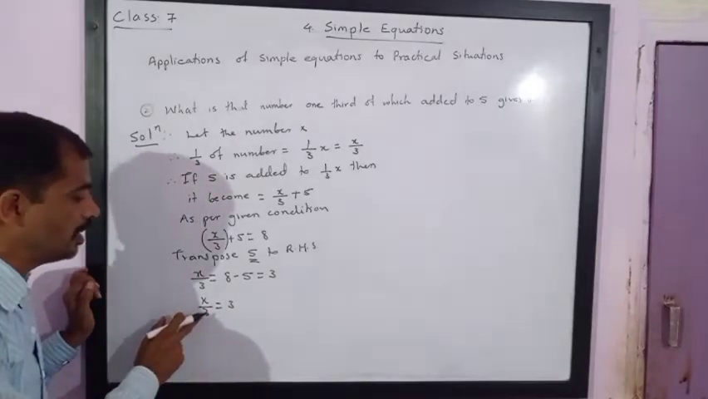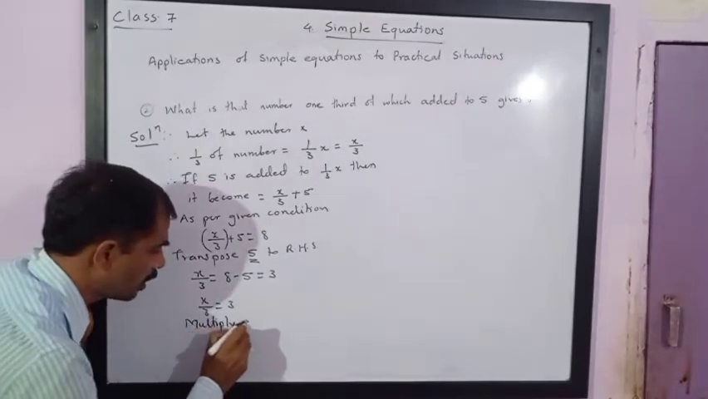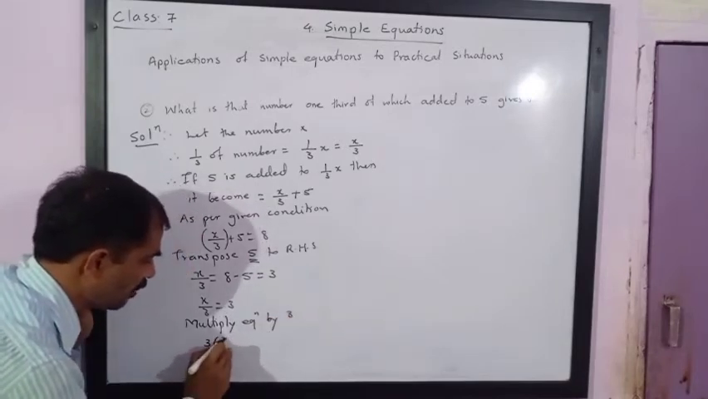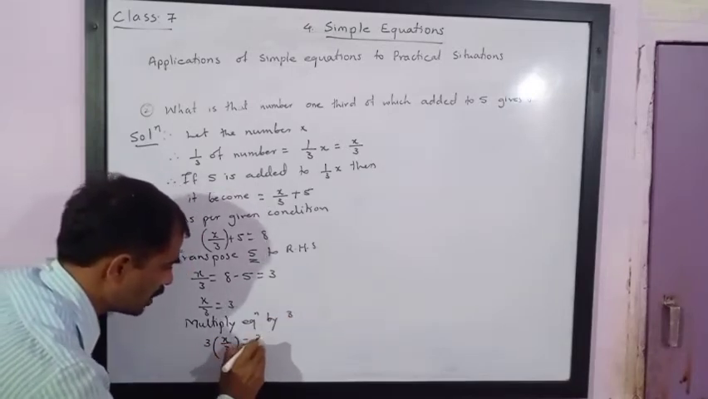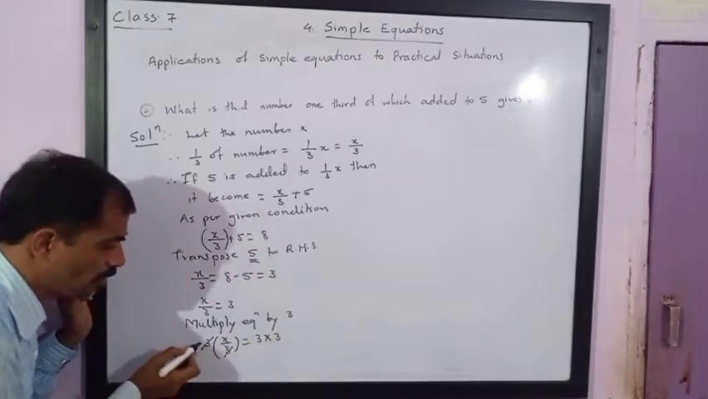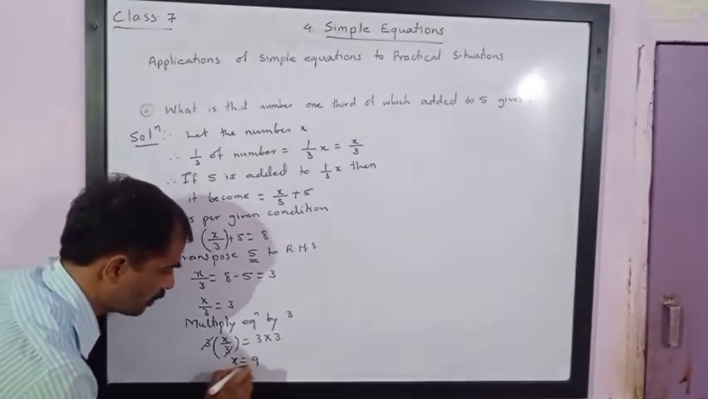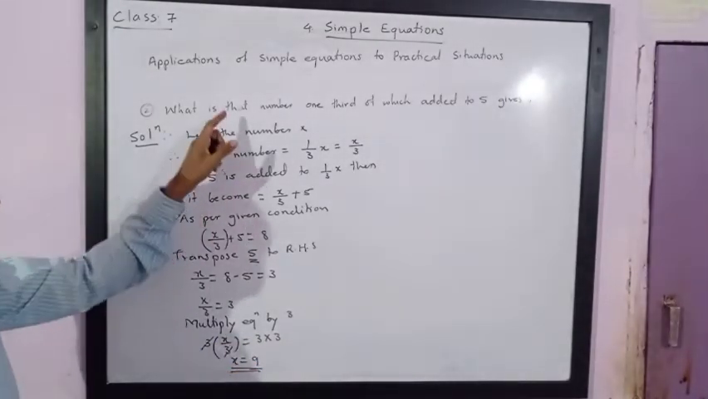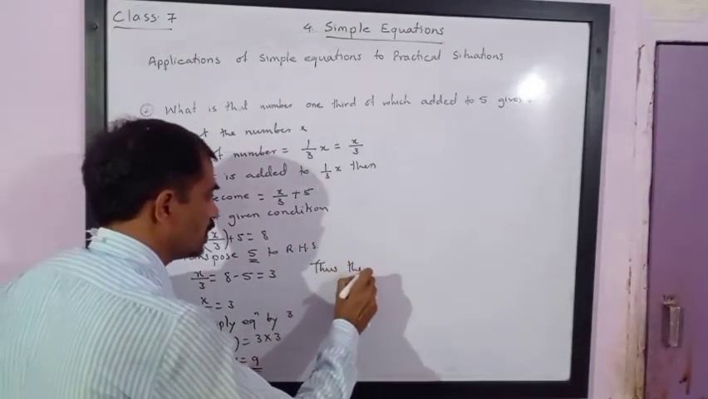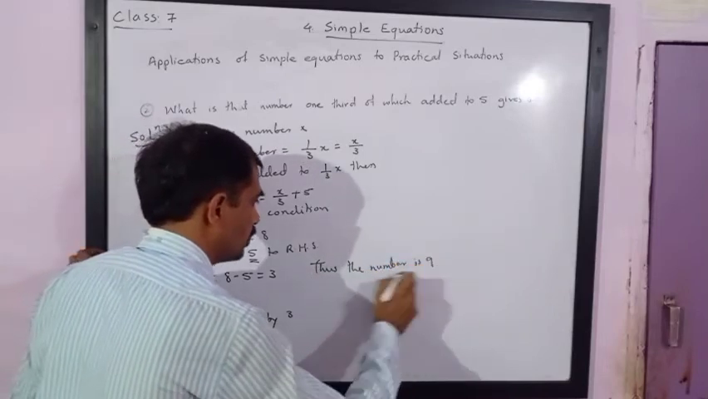So to eliminate this 3, we multiply the equation by 3. So when you multiply, the left hand side will be x upon 3 times 3, and the right hand side will be 3 into 3. So this 3 eliminates this 3. 3 from the numerator and 3 from the denominator cut. We have x is equal to 9. Thus the number is 9.